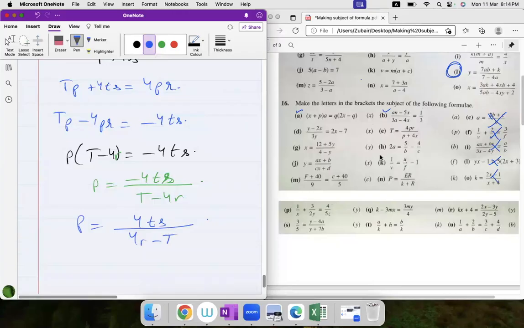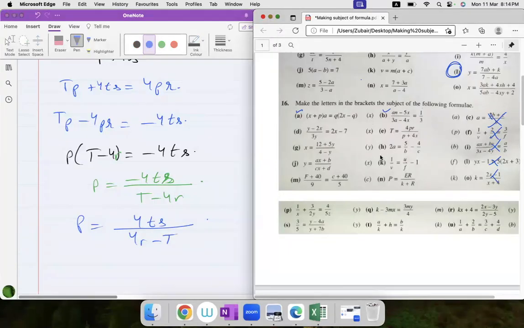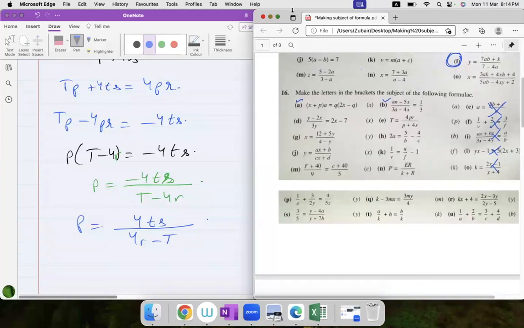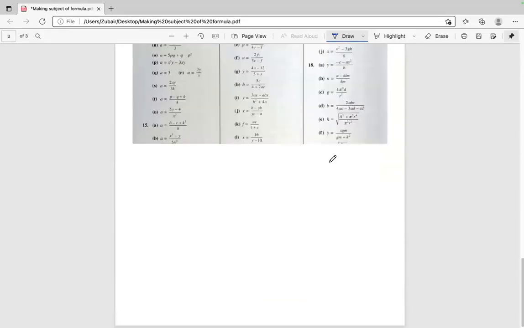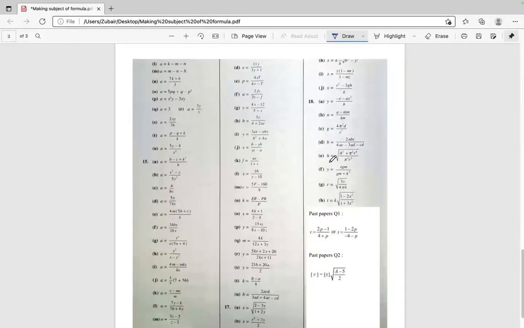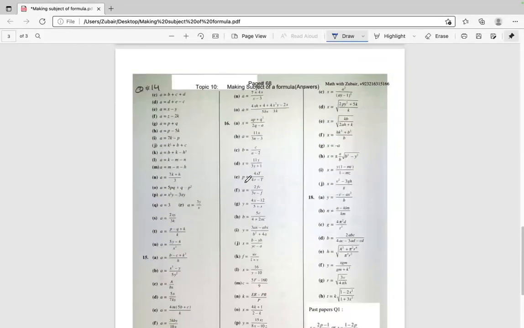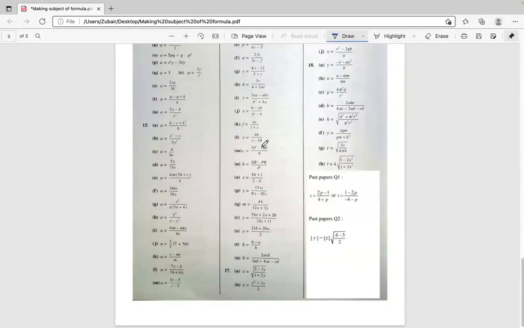I'll share this with you along with the answers. And these are like 16 A, P, like these parts, C, F, I, L, O. You can see it from here, if you look at this question 16. Okay, I'll just correct it and then resend.